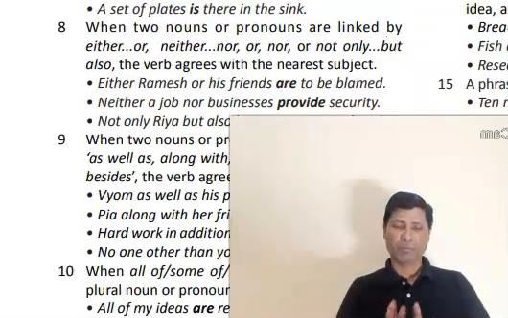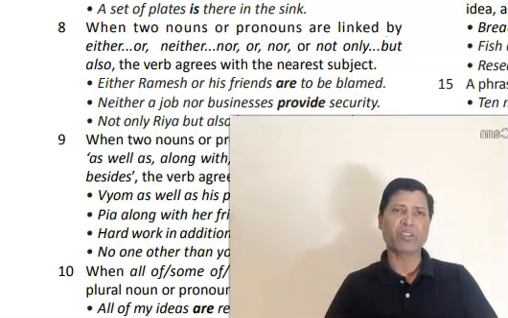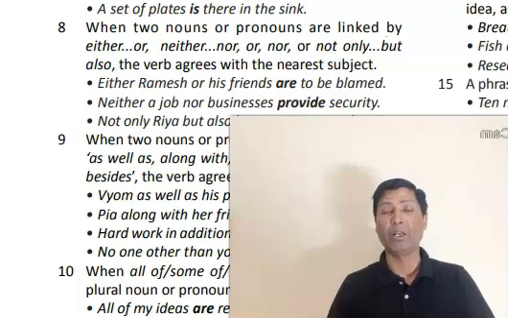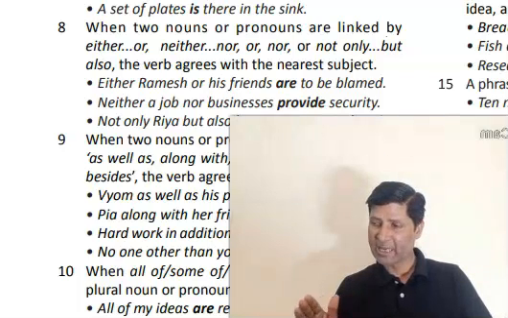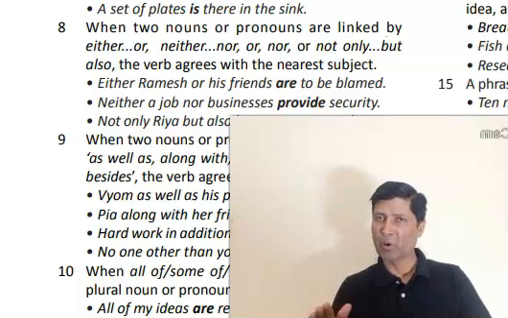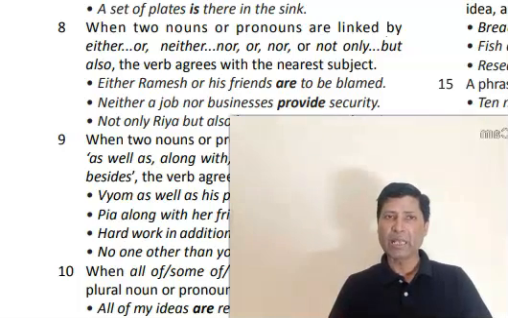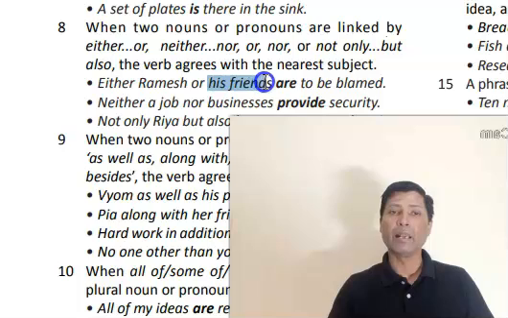Very common rule. When two nouns are connected with conjunctions like either or, neither nor, or nor, not only but also, what will be the verb? The verb will change according to the second part, that means the noun which is closer to the verb. For example, look at the example, it will become clear. Either Ramesh or his friends are to be blamed. So here are is plural. Why? Because this noun is plural.